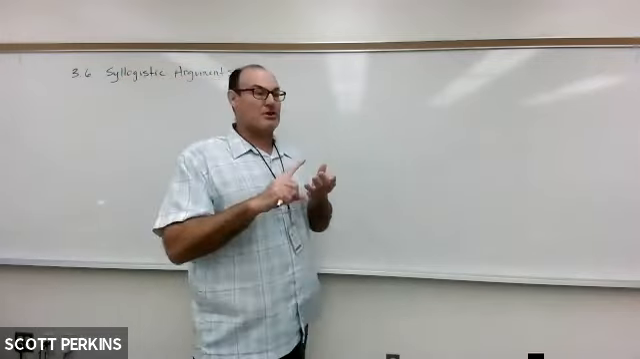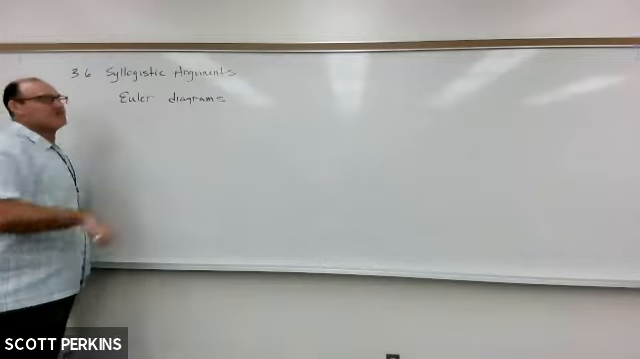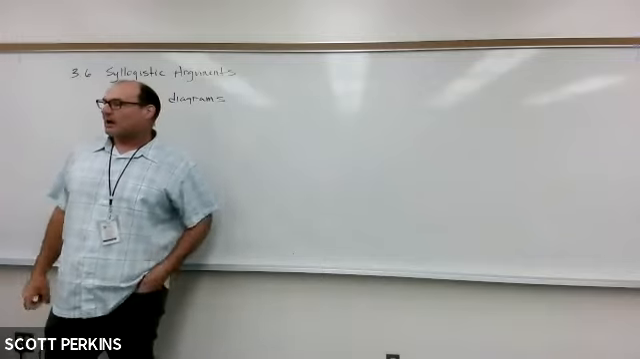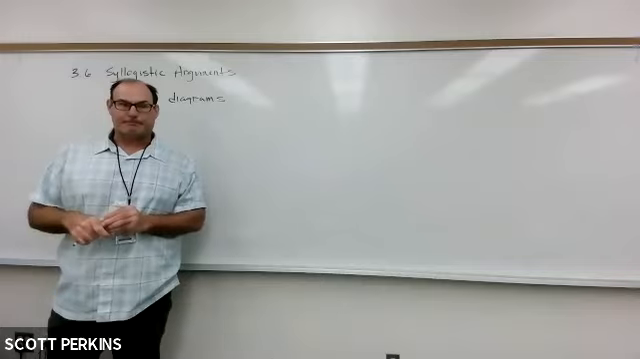And the nice thing about these arguments is we're going to draw pictures. The way that we do this is we use what's called Euler diagrams. It looks like Euler, but he was German, and so it's Euler. They're very similar to Venn diagrams. Euler diagrams just represent the relationship between two statements.